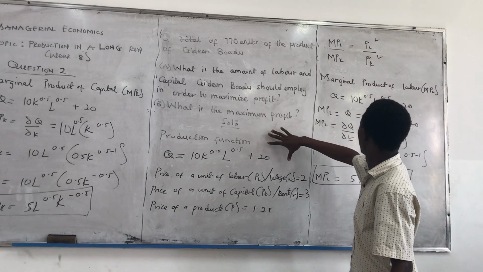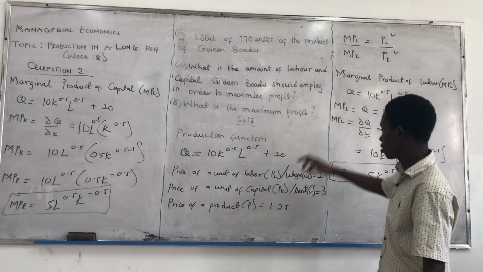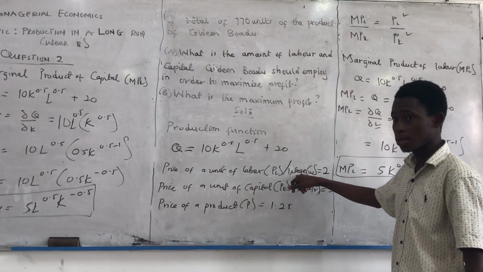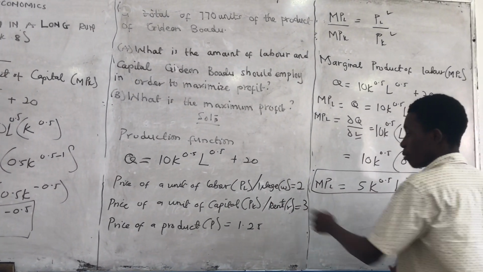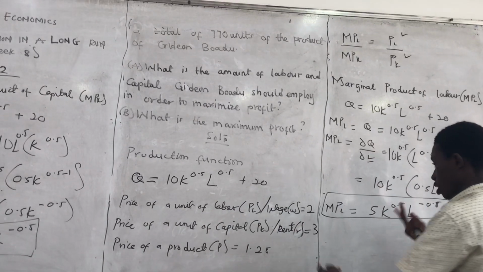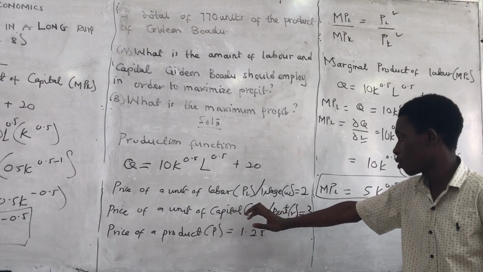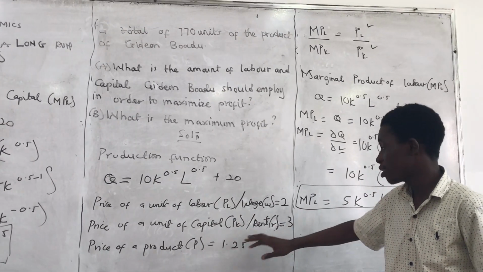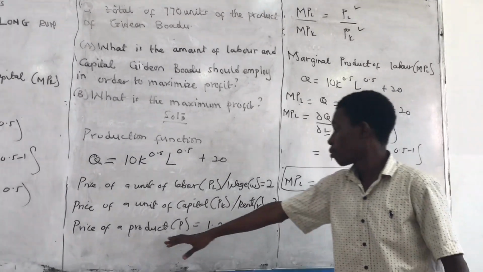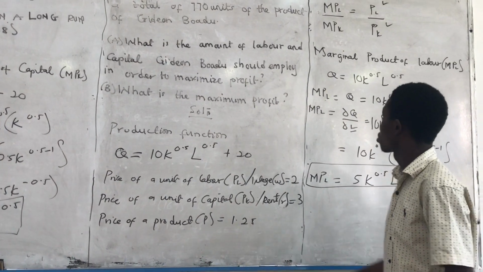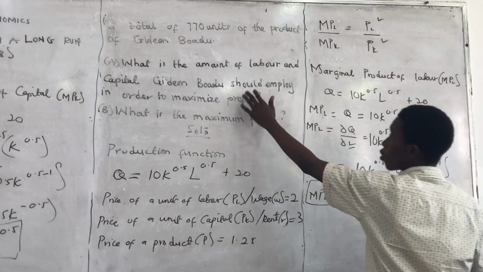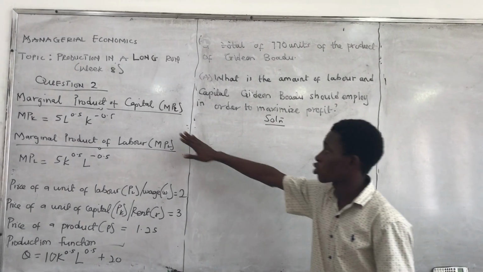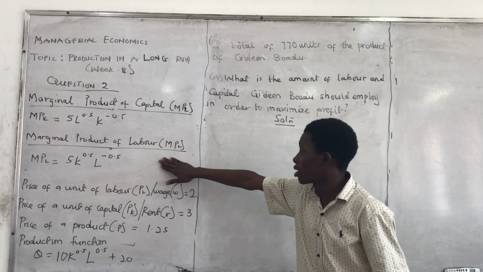We are given the price of labor and price of capital in the question. Price of labor is 2. Labor can be used in place of wages, since laborers are paid wages. Price of capital: we can use rent in place of capital, so you might see rent instead of capital, the same thing. Price of the product is 1.25. So now let's find for part A: what is the amount of labor and capital which the firm should employ?